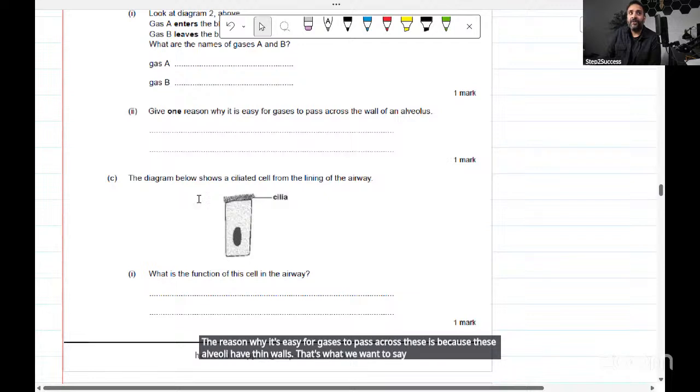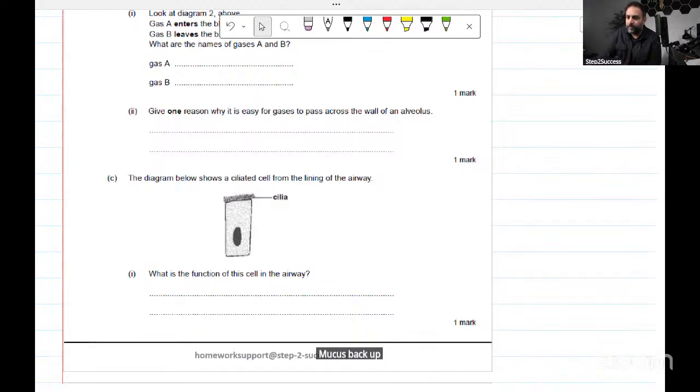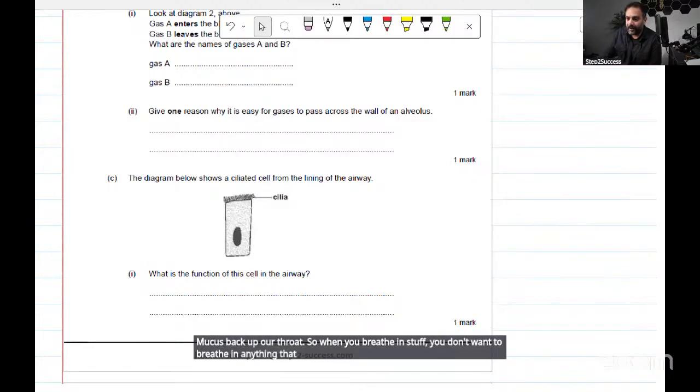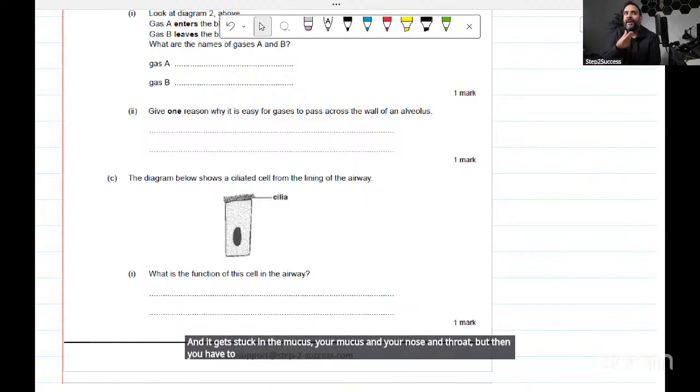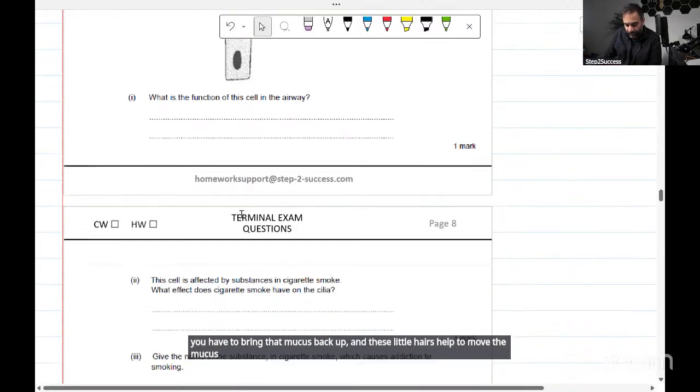And the function of this cilia: we have cilia in our throat, which helps to move mucus back up our throat. So when you breathe in stuff, you don't want to breathe in anything that's bad, I suppose, and it gets stuck in the mucus. You have mucus in your nose and throat, but then you have to bring that mucus back up, and these little hairs help to move the mucus back up your throat.